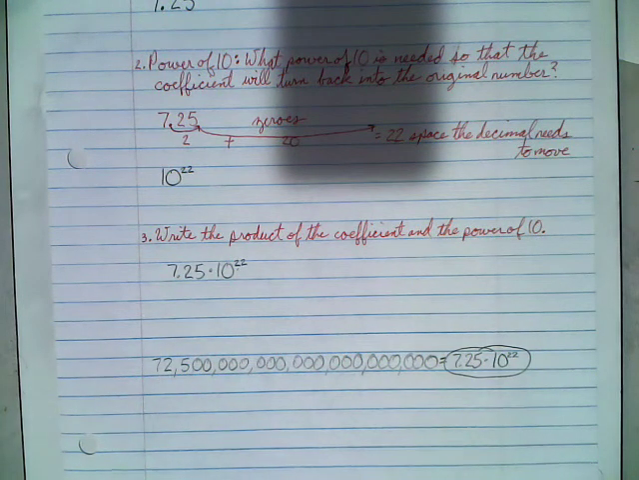So we're going to practice this a few more times. So let's flip our paper over here. And we'll go with 910,000,000.